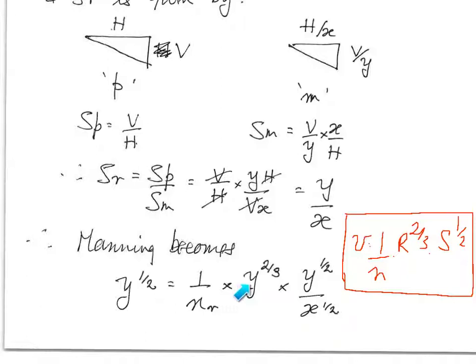So again, we need to be careful not to confuse y with any actual depth. Remember, when we're looking at models, y, as for x, is a ratio. It's the scale, the ratio prototype to model. And then finally, the bed slope to the half. Well, we've just worked out that the ratio of bed slopes is y over x. So it would be y to the half over x to the half.